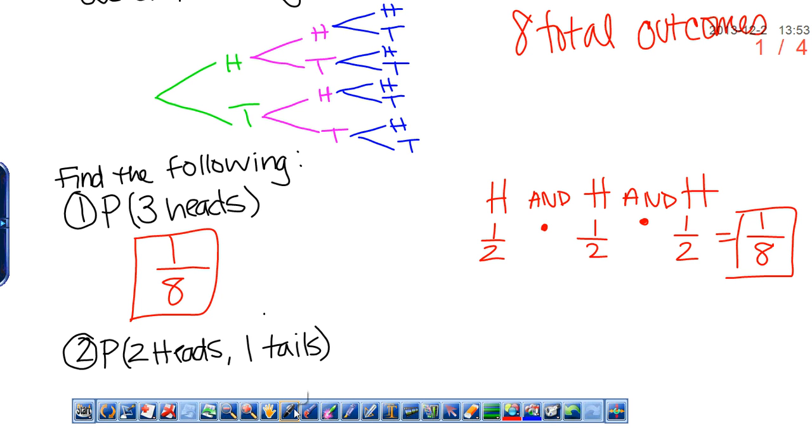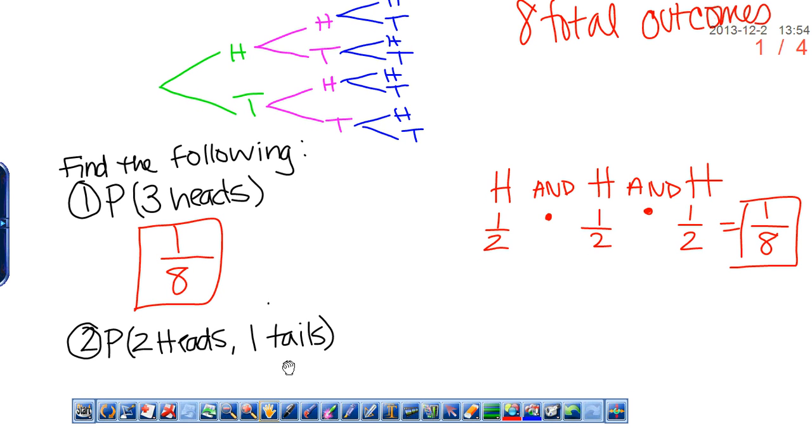How many paths will give you that? 3. 2 heads and 1 tails. Could be this one, heads, heads, tails. It could be heads, tails, heads. Or it could be what? Tails, heads, heads. So that's 3 paths out of 8 paths.